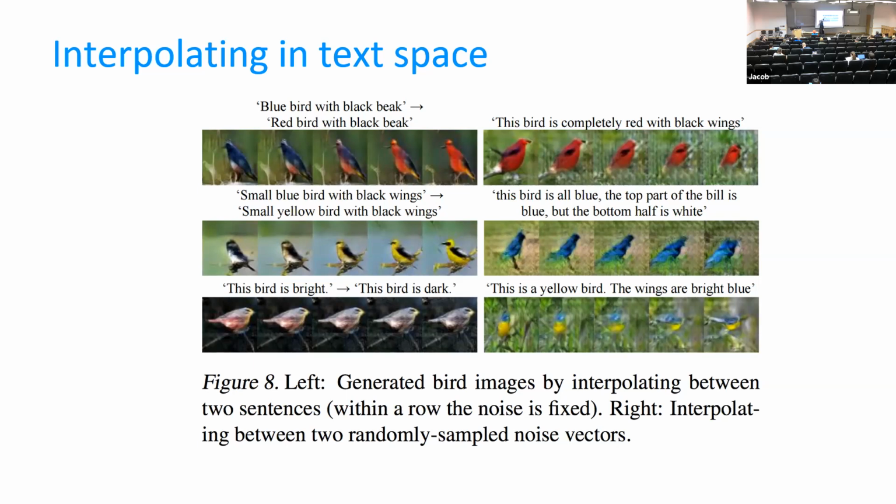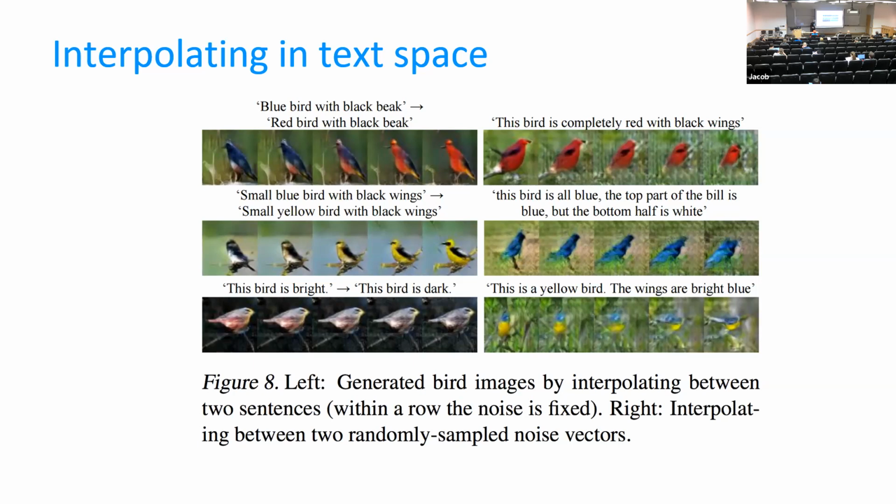0.75 times V1 plus 0.25 times V2, 0.5 times V1 plus 0.5 times V2, and then 0.25 times V1 plus 0.75 times V2. And so everything else remains the same. We keep the same Z vector. All we're changing is the text embedding, and we see the smooth transition between the generated images. Does that make sense?